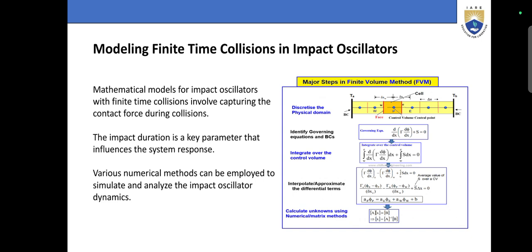Major steps in the finite volume method: discretize the physical domain and identify the governing equations and boundary conditions. Integrate over the control volume. Interpolate to approximate the differential terms. Calculate the unknowns using numerical matrix methods. Governing equations: integrate over the control volume, with the average value of S over the control volume and the control volume central point. In these mathematical models, we know about impact oscillators and the force during finite time collisions.